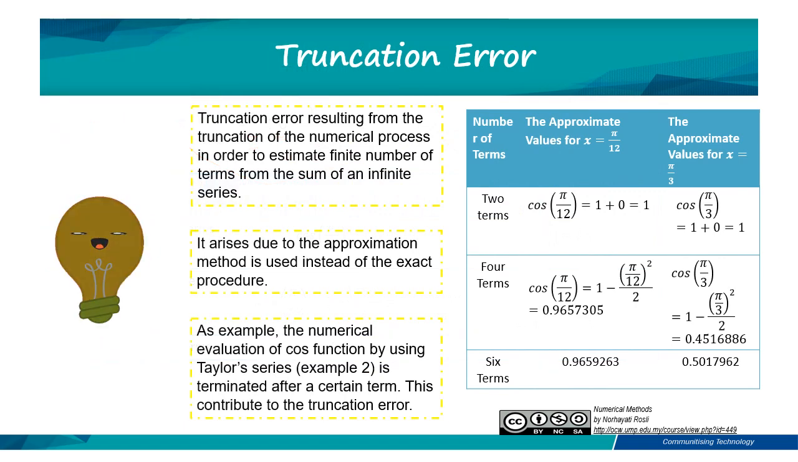Okay, so now we go to the truncation error. So what is a truncation error? Truncation error results from the truncation of the numerical process, and it arises because an approximation method is used instead of the exact procedure. In the previous example, example 2 about Taylor series expansion where we approximate cos, that is where truncation error happens. So if I use two terms only, that means I truncate from six terms to two terms, and the truncation error happens. The same goes for the fourth term and sixth term. As an example, the numerical evaluation of the cos function by using Taylor series is terminated after a certain term. So this contributes to the truncation error.